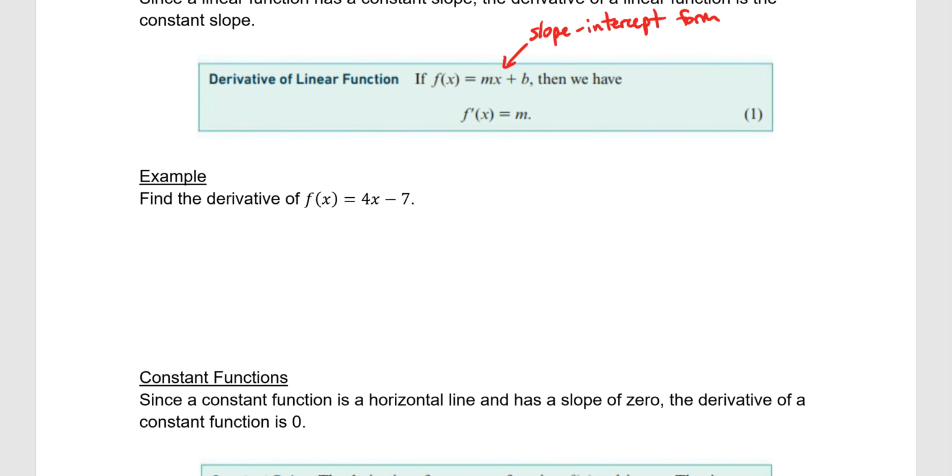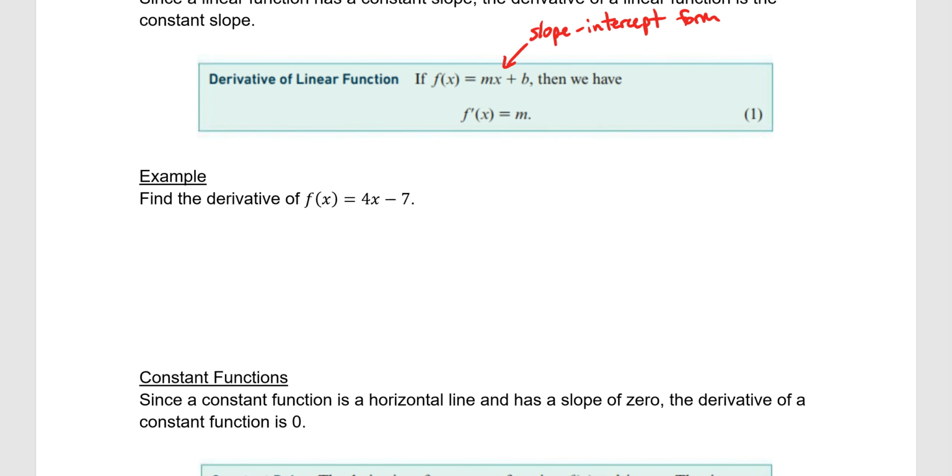Next one, we have constant functions. Constant functions are horizontal lines. We have to remember that they're in the form f of x equals b or y equals b, so it's just y equals a number, and that's a horizontal line. The derivative of a constant function is going to be 0. So f prime of x is 0 for any constant function. That means the slope is 0 no matter what point or what interval we're at for a constant function.